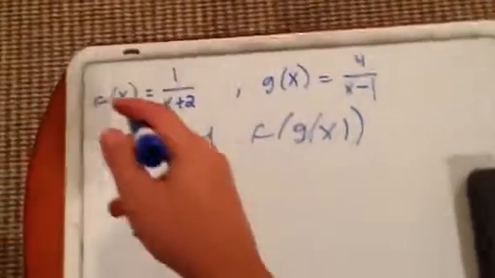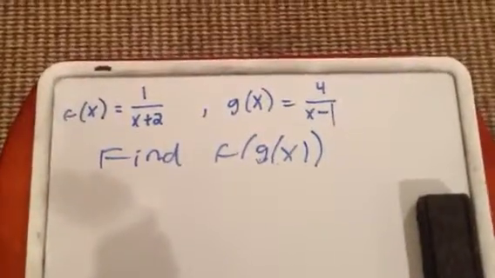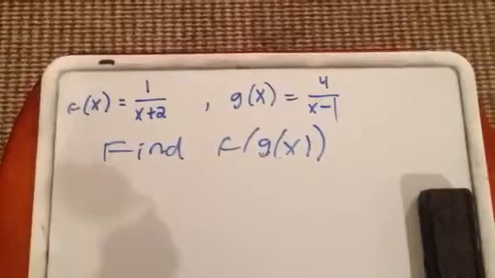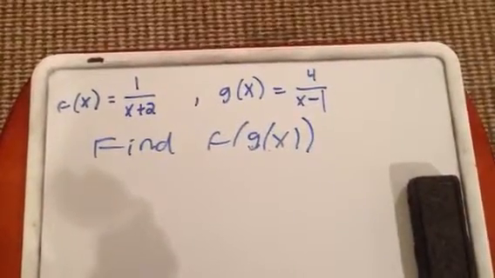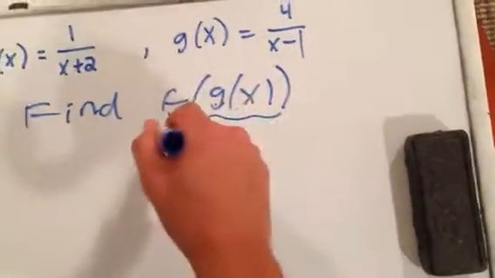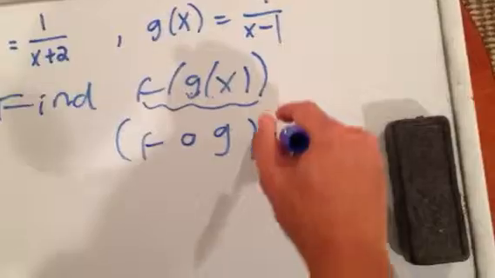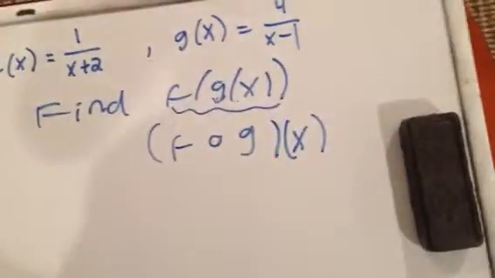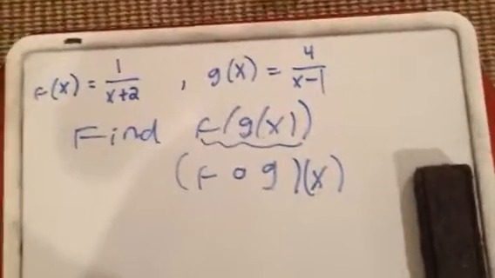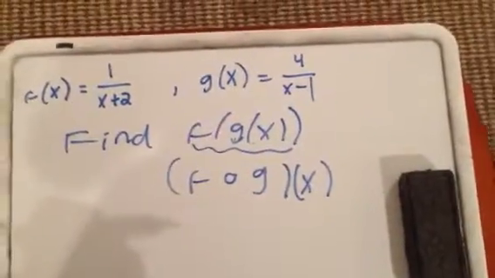Here's an example problem for you guys. f of x equals 1 over x plus 2, and g of x equals 4 over x minus 1. So we need to find f of g of x. This also means f circle g of x, which is what some people like to call it. They mean the same thing, so if that comes up on a test, this simply means that. So don't get confused by that.